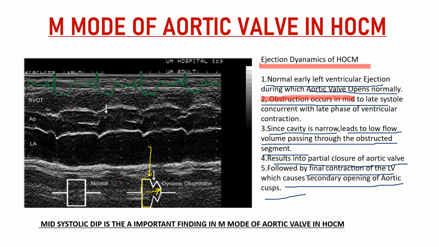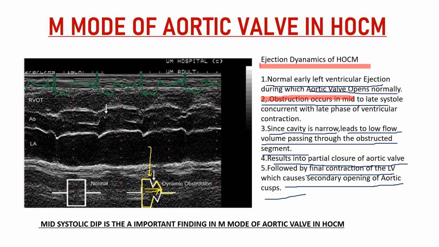results in the partial closure of the aortic cusp because little blood is passing through the aortic cusps, and whatever the remaining blood is there, the LVOT contracts, the cavity contracts, and this causes a second opening of the aortic leaflets. Ultimately, finally it closes and a new cycle starts.